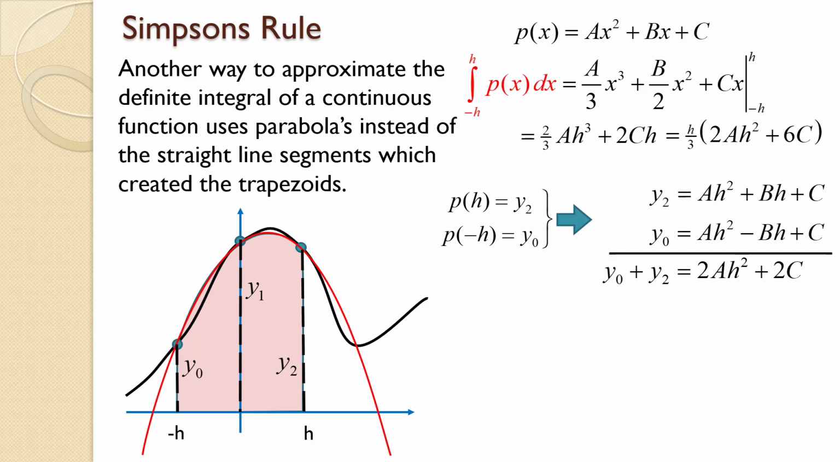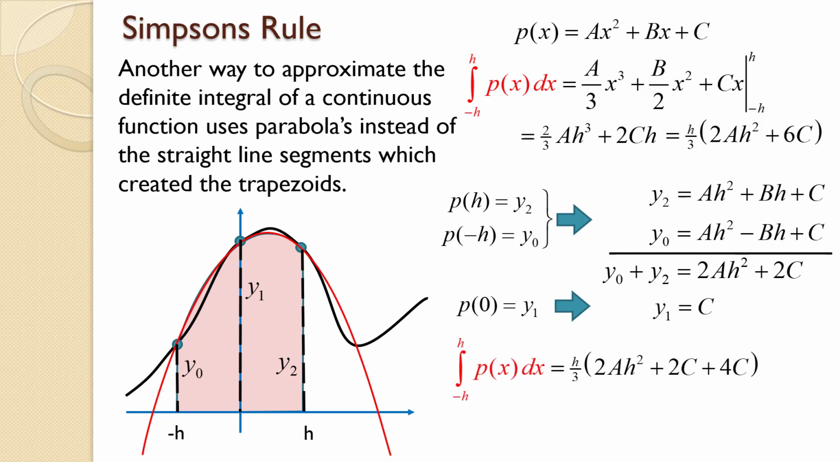Well, but we also know from the assumptions I've made that P of 0 is y sub 1. So that means then, just by plugging it in, that y sub 1 is c. If we then go back to the area underneath that parabola over the interval from negative h to h, we can rewrite that as h over 3 times the sum of 2a h squared plus 2c plus 4c. From that, you can then see from what I've done above that that's actually equal to h over 3 times y sub 0 plus 4 times y sub 1 plus y sub 2.